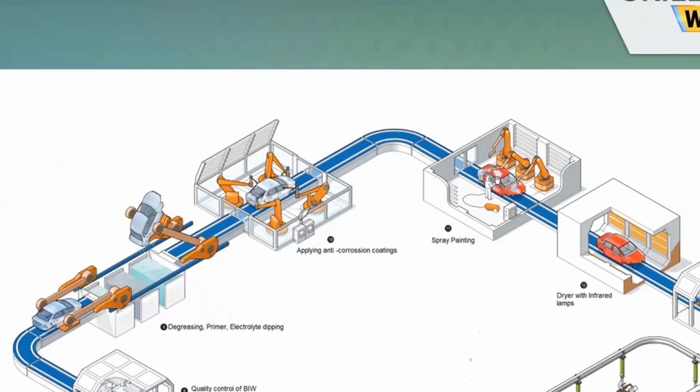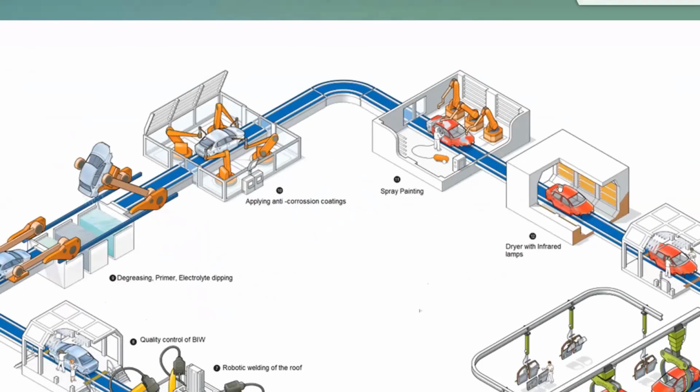You have robotic as well as manual spray painting that happens on the car body. After this, it goes into the dryer, with infrared lamps.